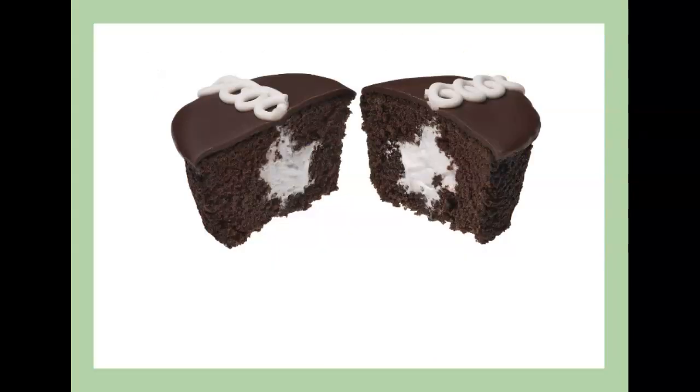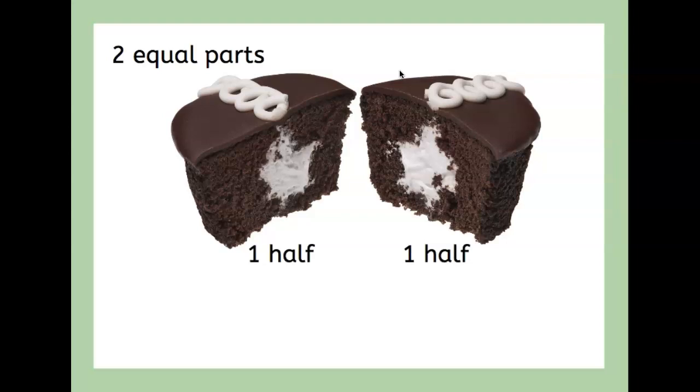What about this cupcake? This cupcake is split into 2 pieces. Are they equal parts? Yes. They are the same size, so they are 2 equal parts. And because each part of this cupcake is half of the whole cupcake, we call each part 1/2. So if each part is 1/2, then what do we call 2 of these 1/2 pieces together? We call them 2 halves.